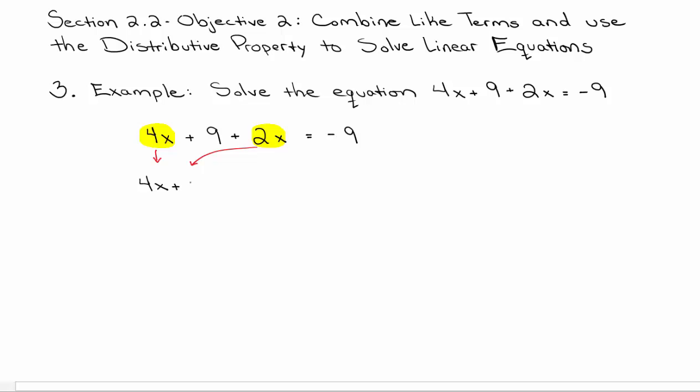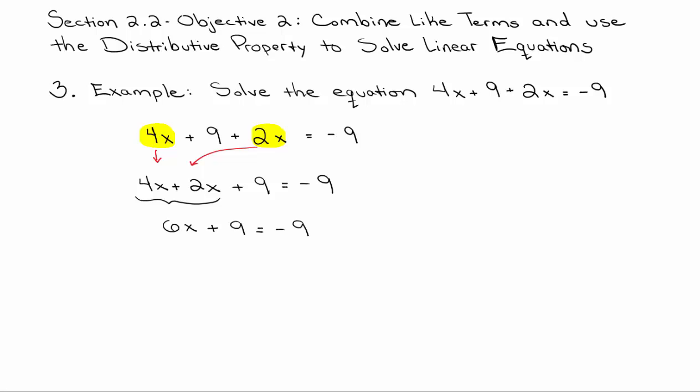You don't have to do this step. If you could do this in your head, then you could just write down the answer here. Okay, so 4x plus 2x is 6x. Now we're ready to isolate the term that contains the variable. So I'm going to subtract 9 from both sides. And that's going to give me 6x is equal to negative 18.